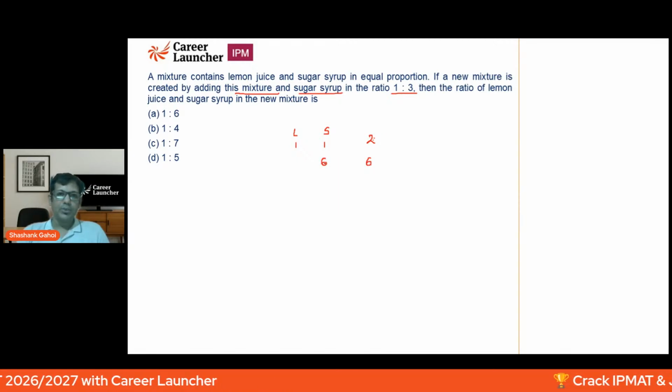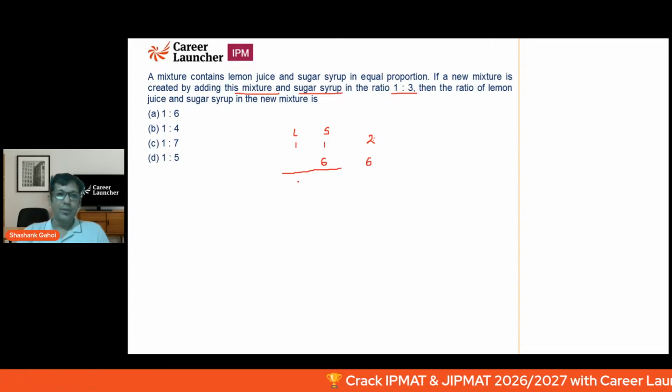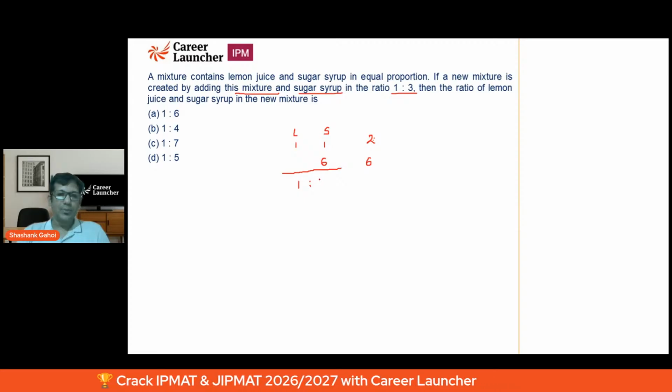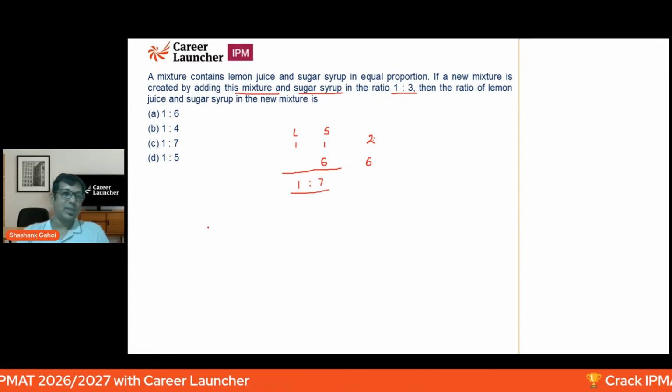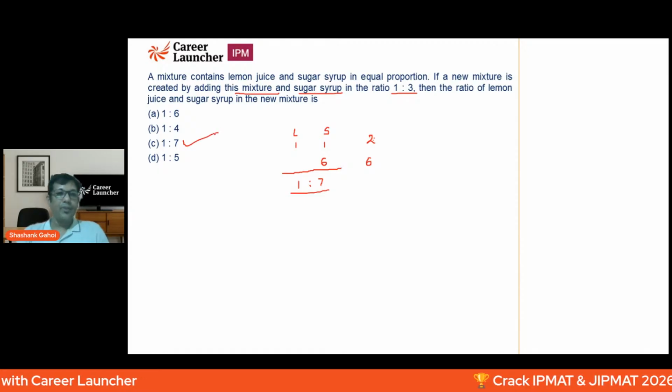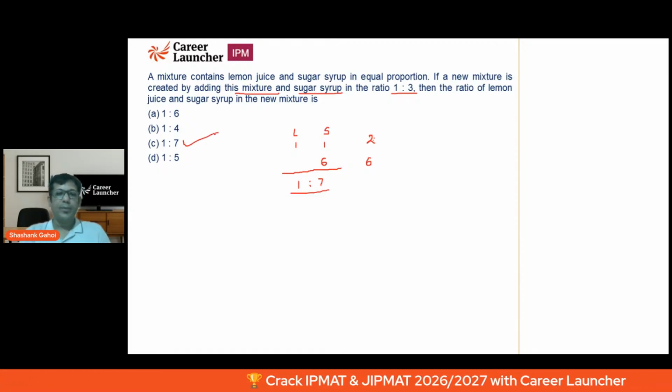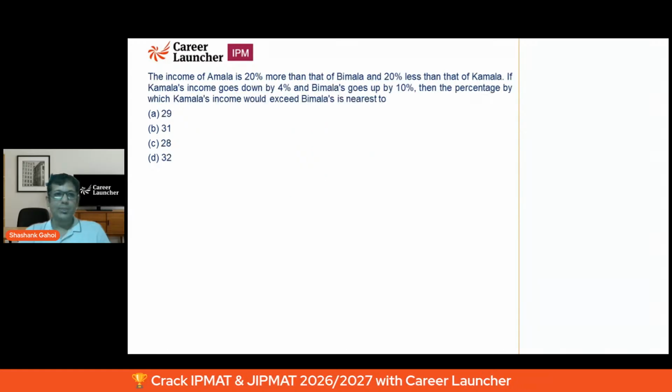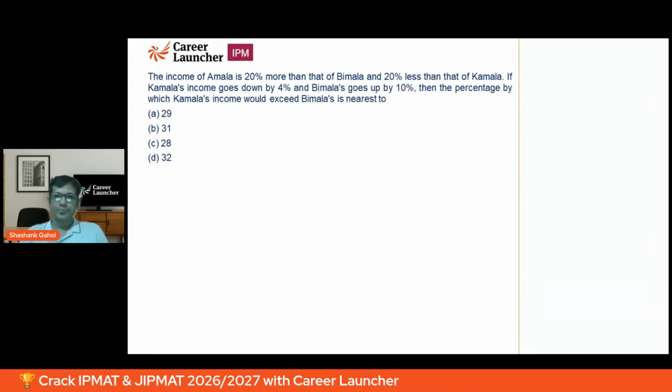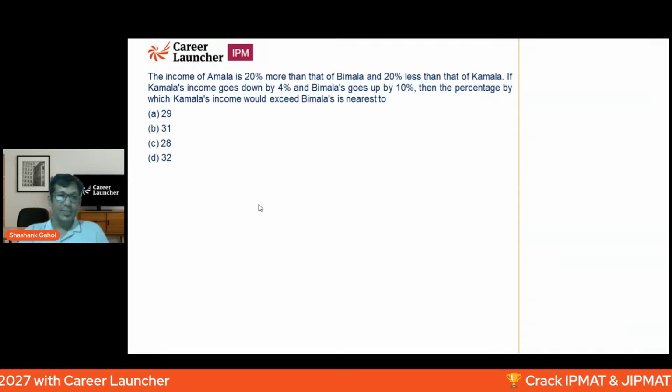How much sugar syrup are we going to have? 6. What is lemon? 1. What is sugar syrup? 7. So what is the ratio? 1 is to 7. That's the answer. That is option C. We can easily get the answer. We don't have to spend a lot of time in these kind of questions. Okay. Now let's see this one. What does it say?